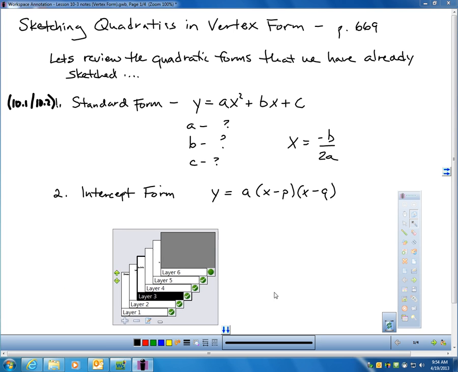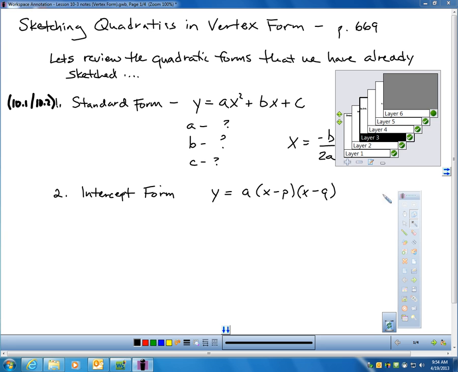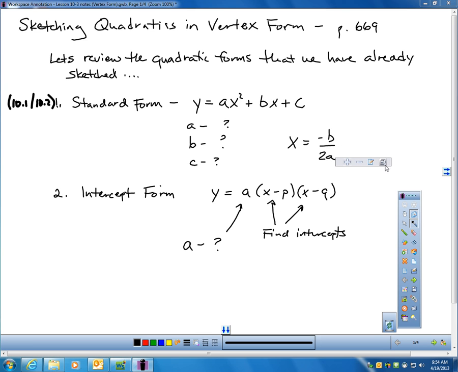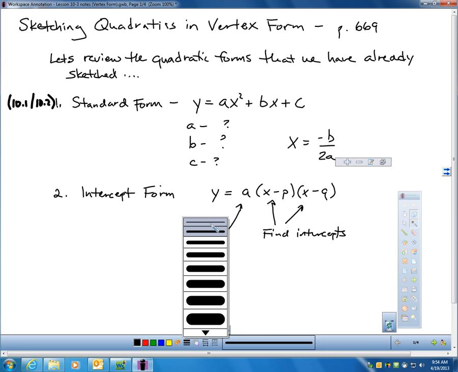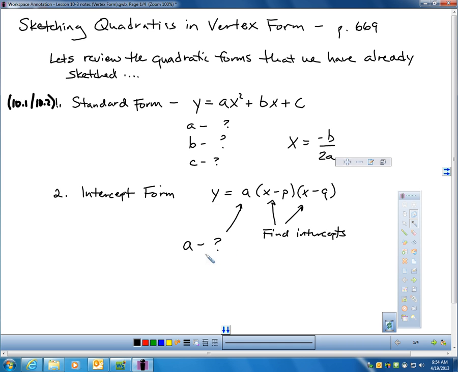From there, we did another extension lesson. We just completed that yesterday on intercept form graphing. And remember, in intercept form, a meant the same thing it did up here in standard form. It just told us if the parabola stretched, shrunk, opened up, opened down. And then remember, p and q were the intercepts, and I could use the intercepts to graph my parabola. That's what we just completed yesterday.